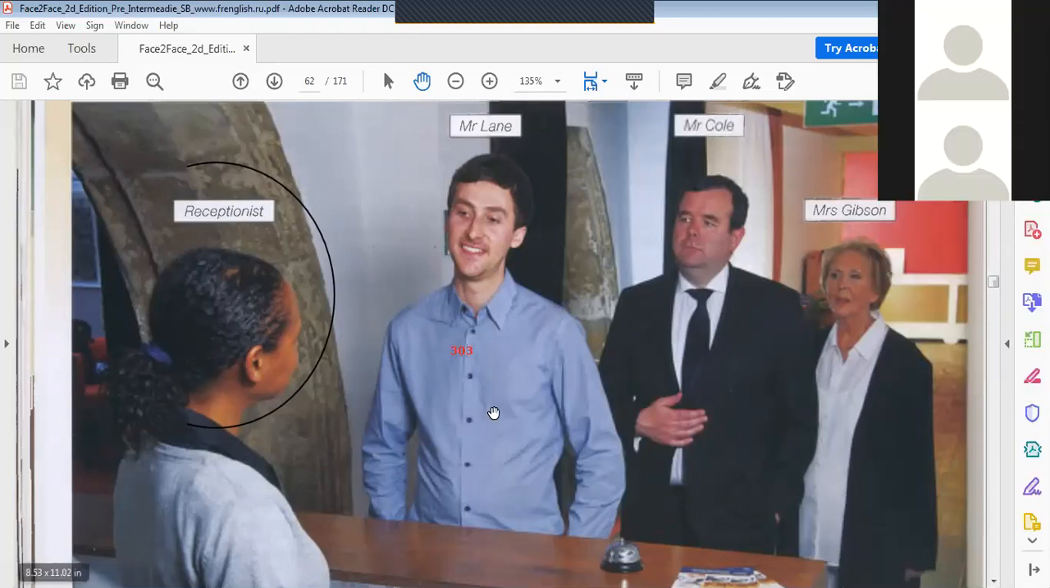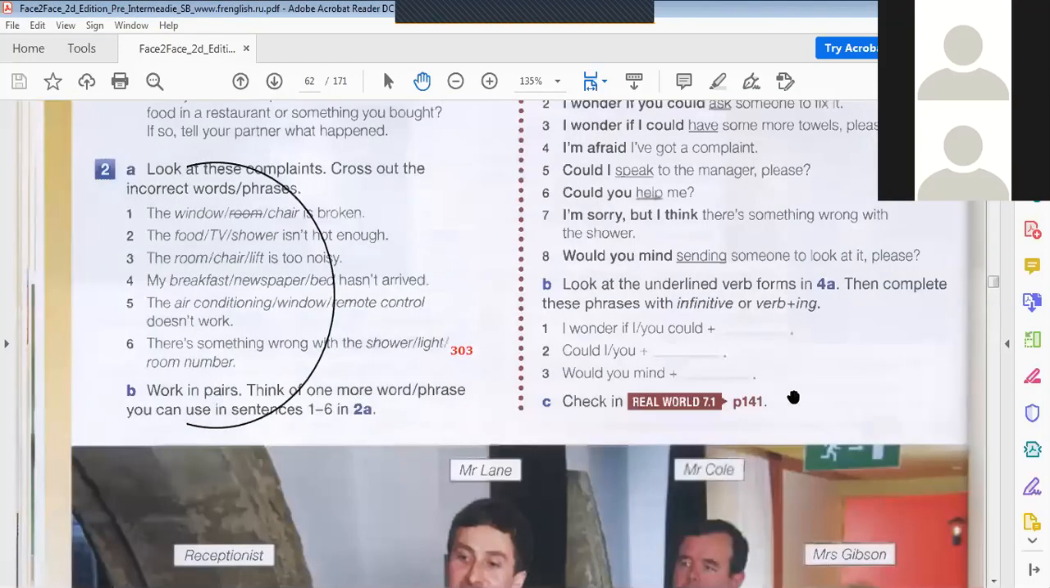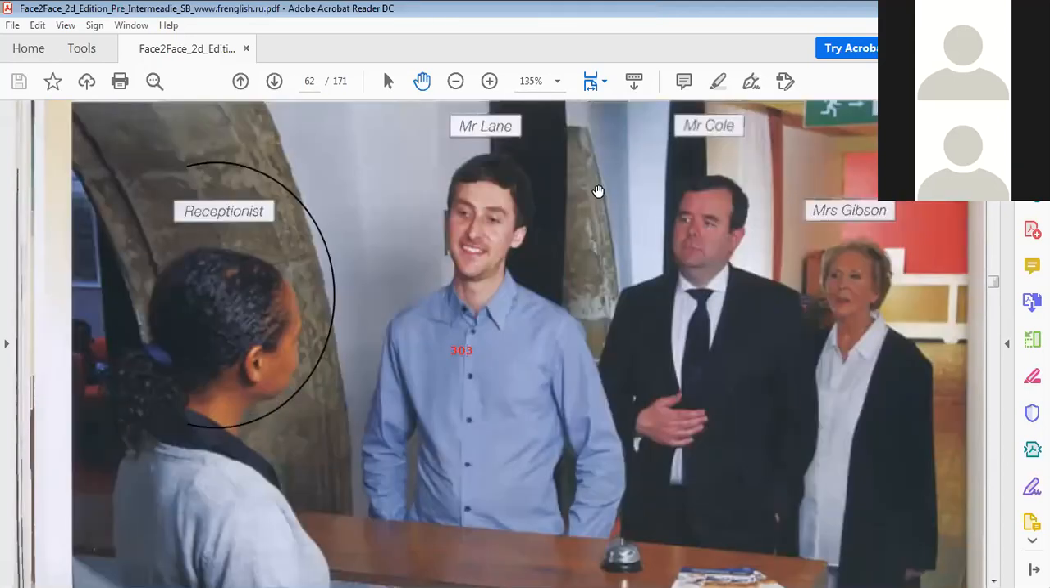What did you notice? What's happening? Or what happened? Maybe some people make a party. Yes, right? Because remember, Mr. Cole's problem is that his room is too noisy because of the lift, right? So now he moved to a new room. He moved to room 303, right? This is his new room.